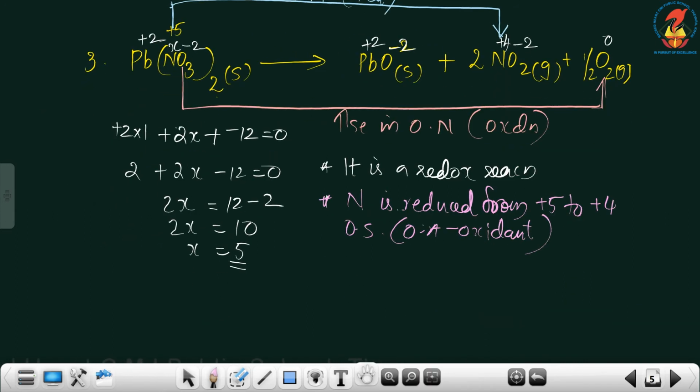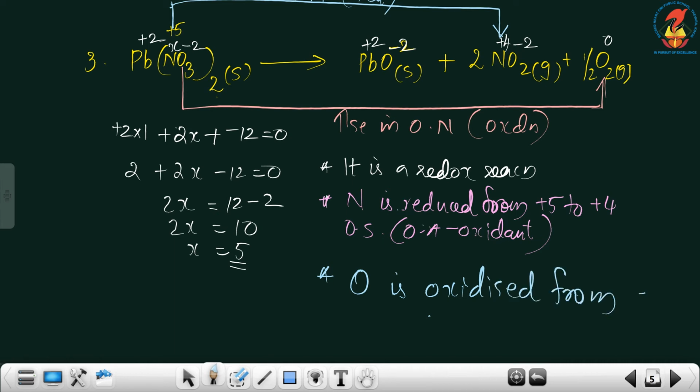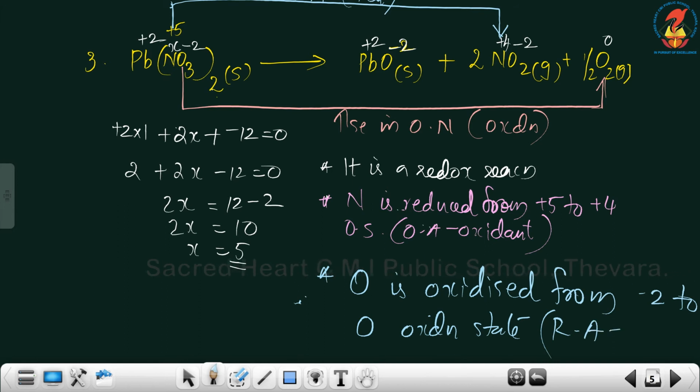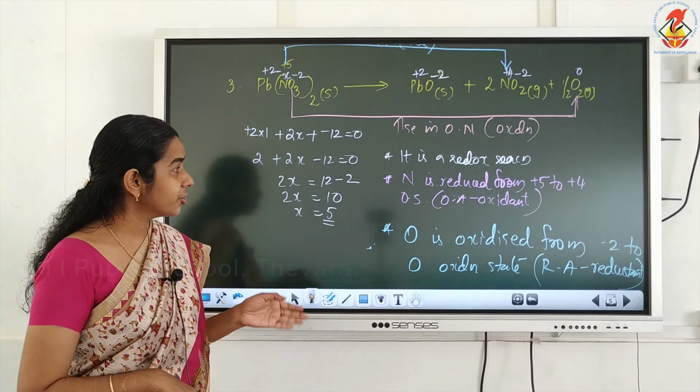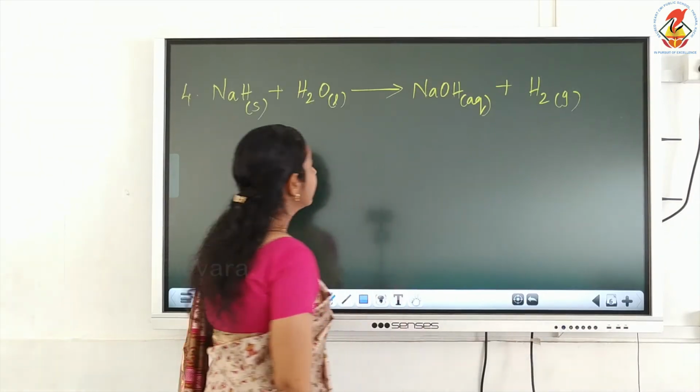Similarly, oxygen is oxidized from -2 to 0 oxidation state, which means it is undergoing oxidation, or it is acting as the reducing agent or reductant. So this is about the oxidation and reduction, and we can say that it is a redox reaction.